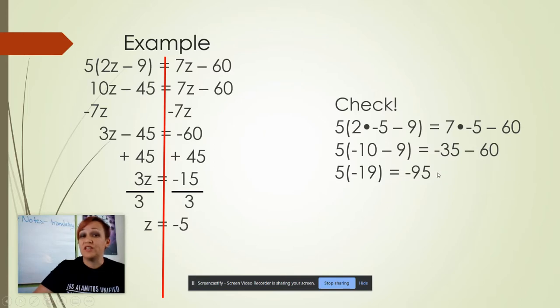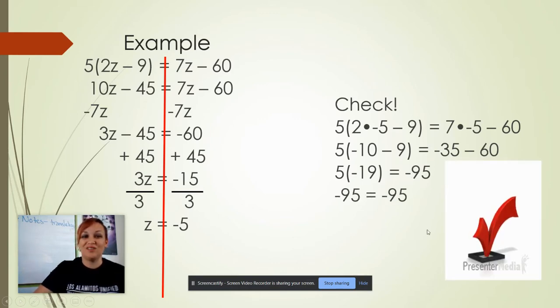The final thing I need to do, and I'll probably break out my calculator for this, is make sure that 5 times 19 is actually negative 95, and it is. So again, we did a great job. We did find the correct answer. The correct answer is negative 5.